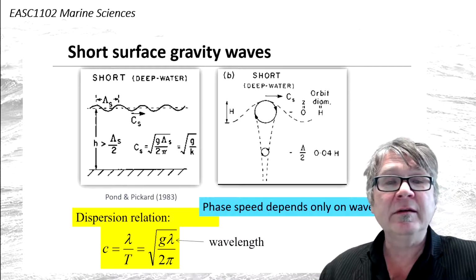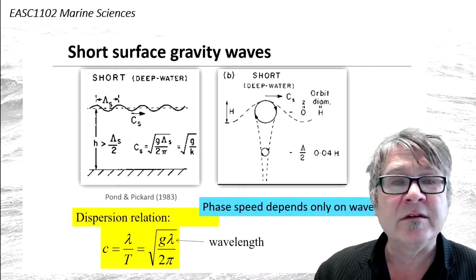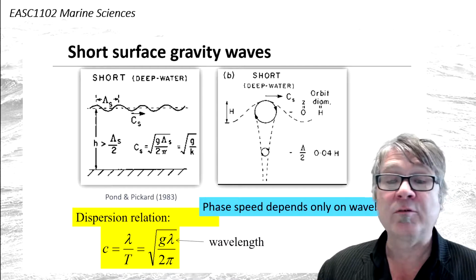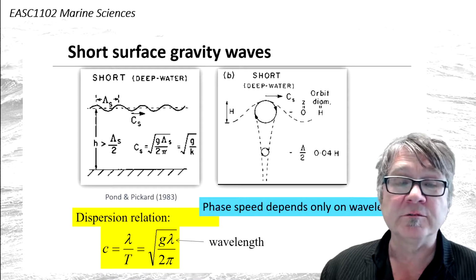They propagate in space, and one example is just wind-generated surface waves in the deep ocean. Okay, these are short waves. And that's one feature: they don't touch the seafloor.